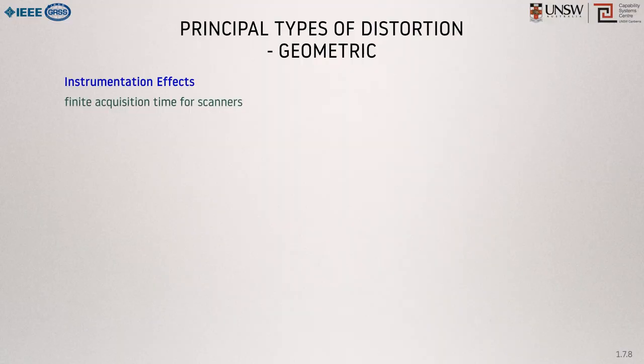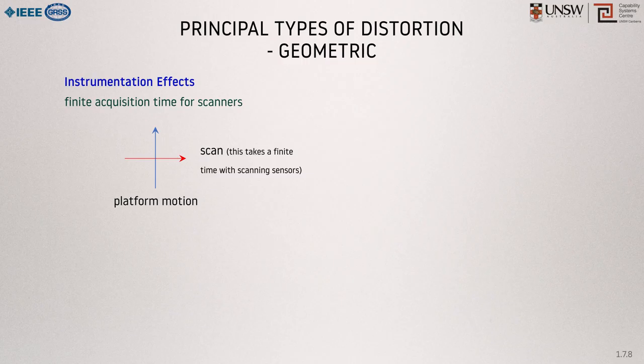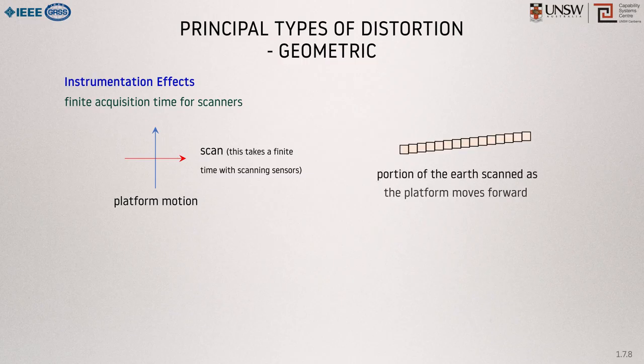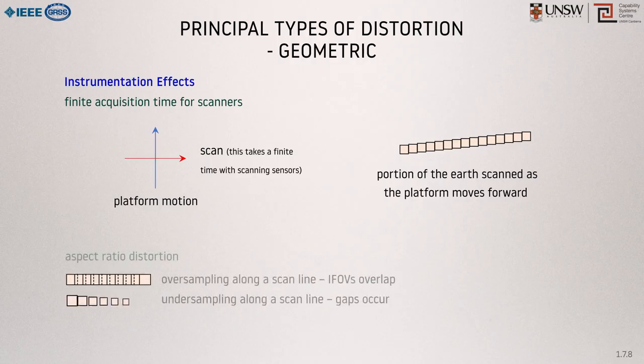We now look at two other instrumentation problems. The first is related to the fact that some scanners take a finite time to cross the swathe while a platform is moving forward during data acquisition. That means that the portion of the Earth being scanned is further forward on the swathe edge at the end of the scan. To correct for this effect, the display pixels have to be shifted progressively backwards towards the edge of the image. The second error is called aspect ratio distortion.